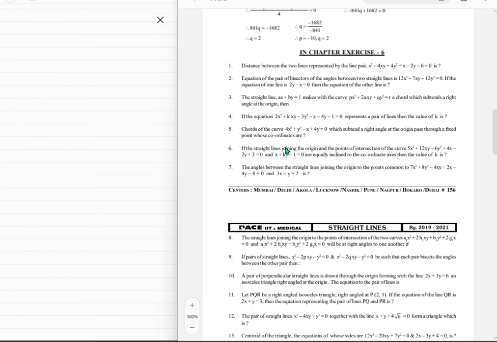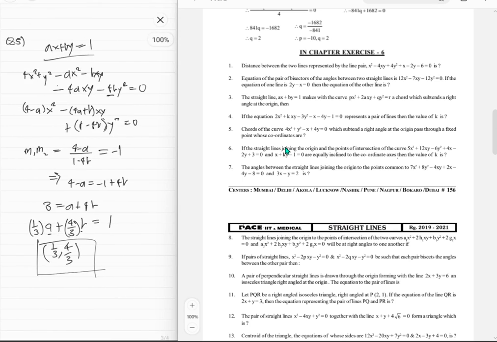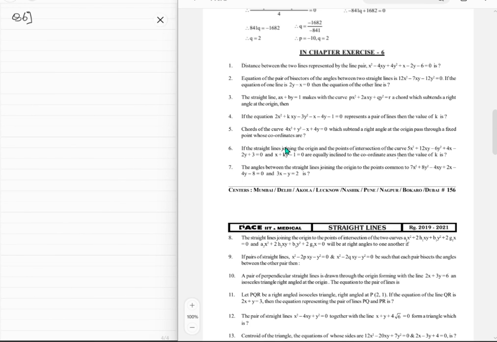Okay, next question. Question number 6. If the straight lines joining the origin and the point of intersection of this curve are equally inclined to the coordinate axes, that means equally inclined. So are the slopes the same? Wait, straight lines joining the origin and the point of intersection of this curve and this curve. So this thing is our chord now, x plus ky equal to 1.